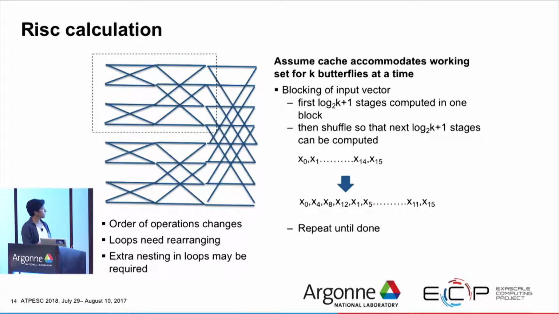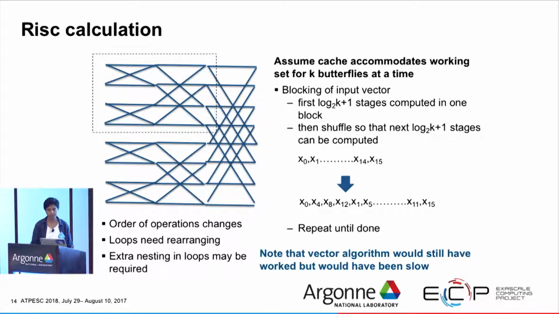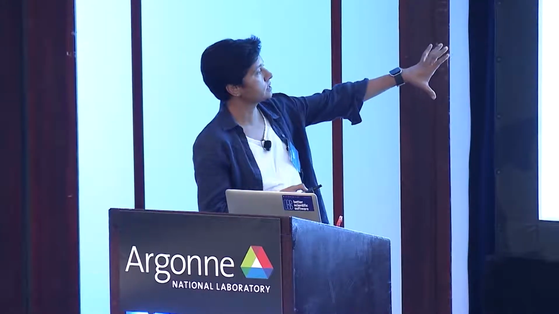So the things that happened were that the order of operations changed, the loops needed rearranging, and extra nesting in loops happened. And again, the vector algorithm would still have worked, but would have been slower. That's the kind of challenge we come up against when we are thinking about refactoring as to where. Here, the extent of change was not the butterfly itself, not the speed of the butterfly itself, but the organization of the calculation that resulted in doing the appropriate change, and knowing that upfront is important.